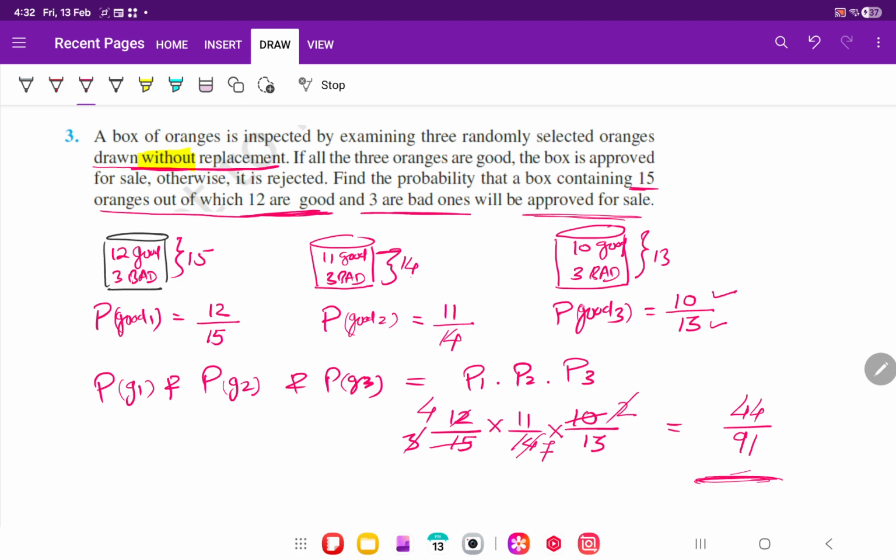So this was easy question, right? But the key point here is without replacement. Means if you have taken out, you are not putting it back. That's why number of oranges are reducing. 15 to 14, 14 to 13. Pause it and do it again.